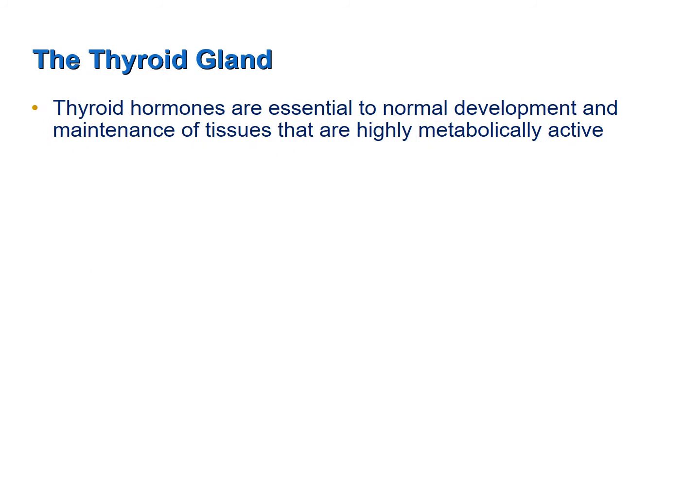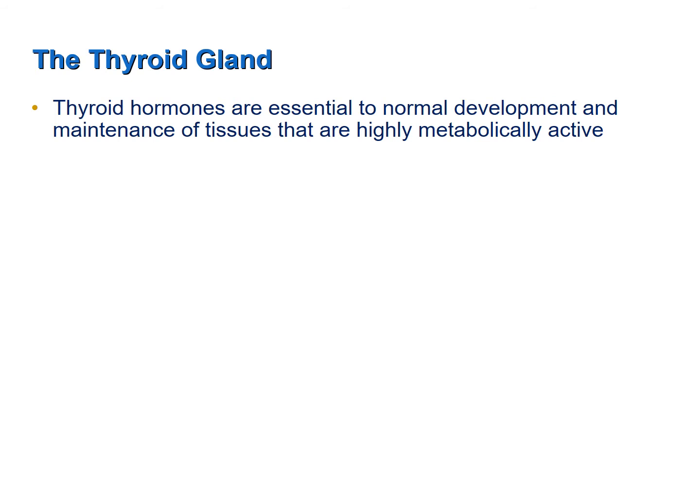Thyroid hormones are essential to the normal development and maintenance of tissues, particularly those tissues that are highly metabolically active. Highly metabolically active tissues require a lot of ATP in order to do work. Thyroid hormone stimulates the production and utilization of ATP by cells. So those highly metabolically active cells require thyroid hormones in order to obtain the ATP that they need to do work.